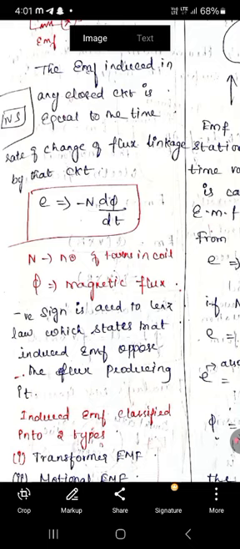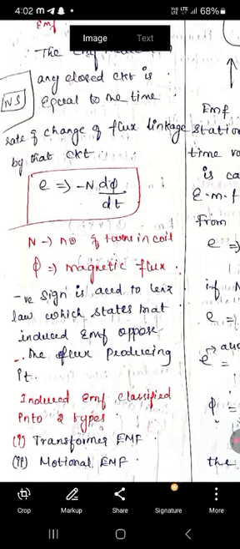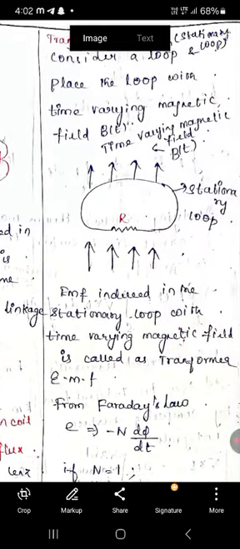Suppose the magnetic flux decreases, the induced EMF starts to increase the magnetic flux. So in that case we have some classification under induced EMF. Here we have two types of classification: one as transformer EMF, one as motional EMF. For these two cases we experience how the induced EMF arises.